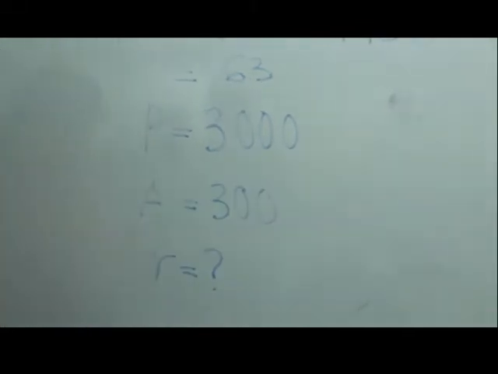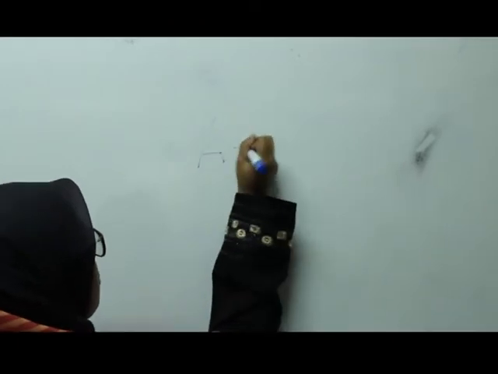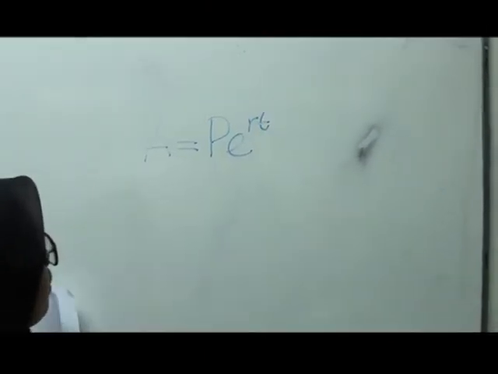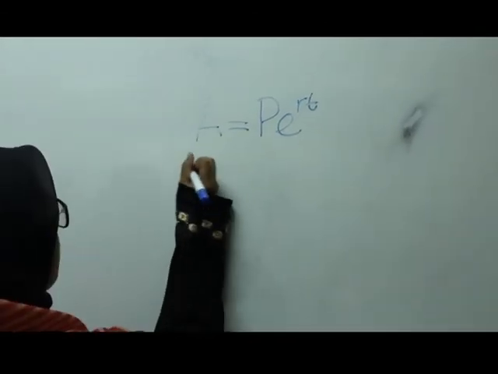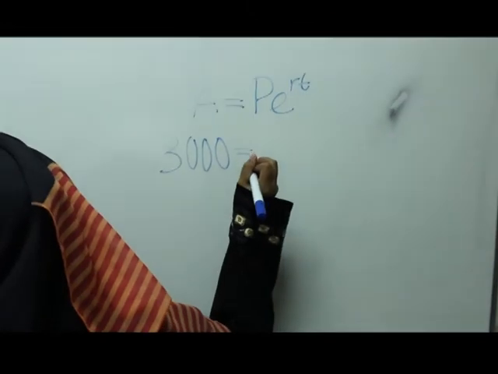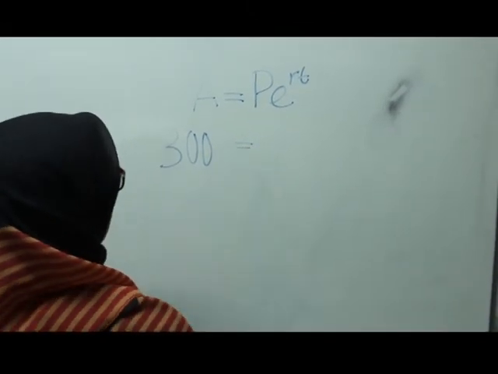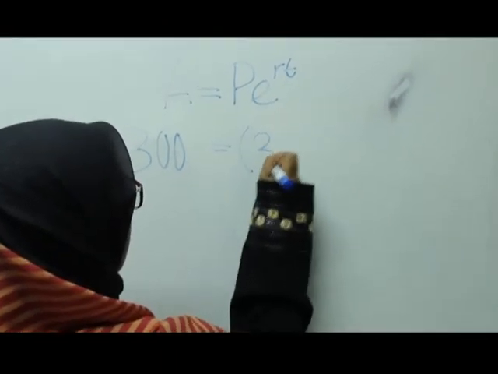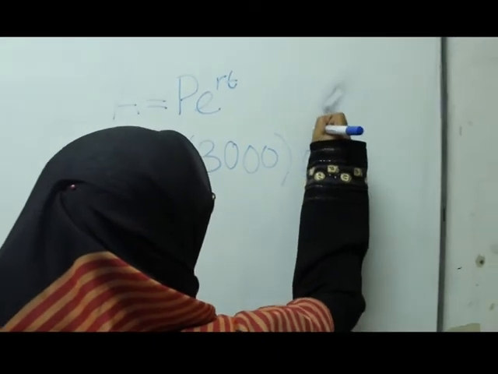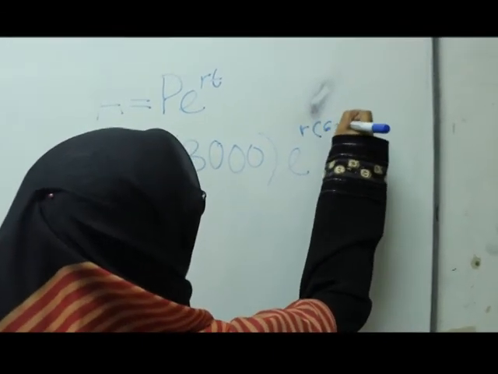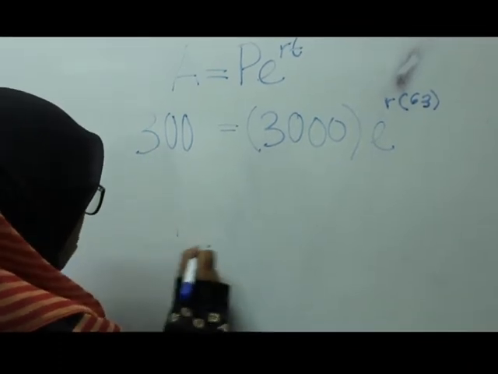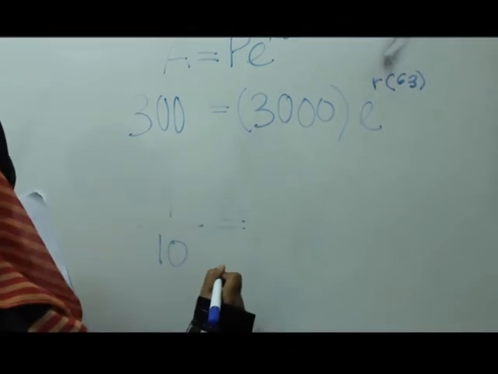By using the exponential extinction equation, which is A is equal to P e to the power of RT, we substitute the value into the equation. The 300 for A, and the P is 3,000 e to the power of R, as the T is 63. We get 1 over 10 is equal to e to the power of 63R. So we are going to ln both sides.